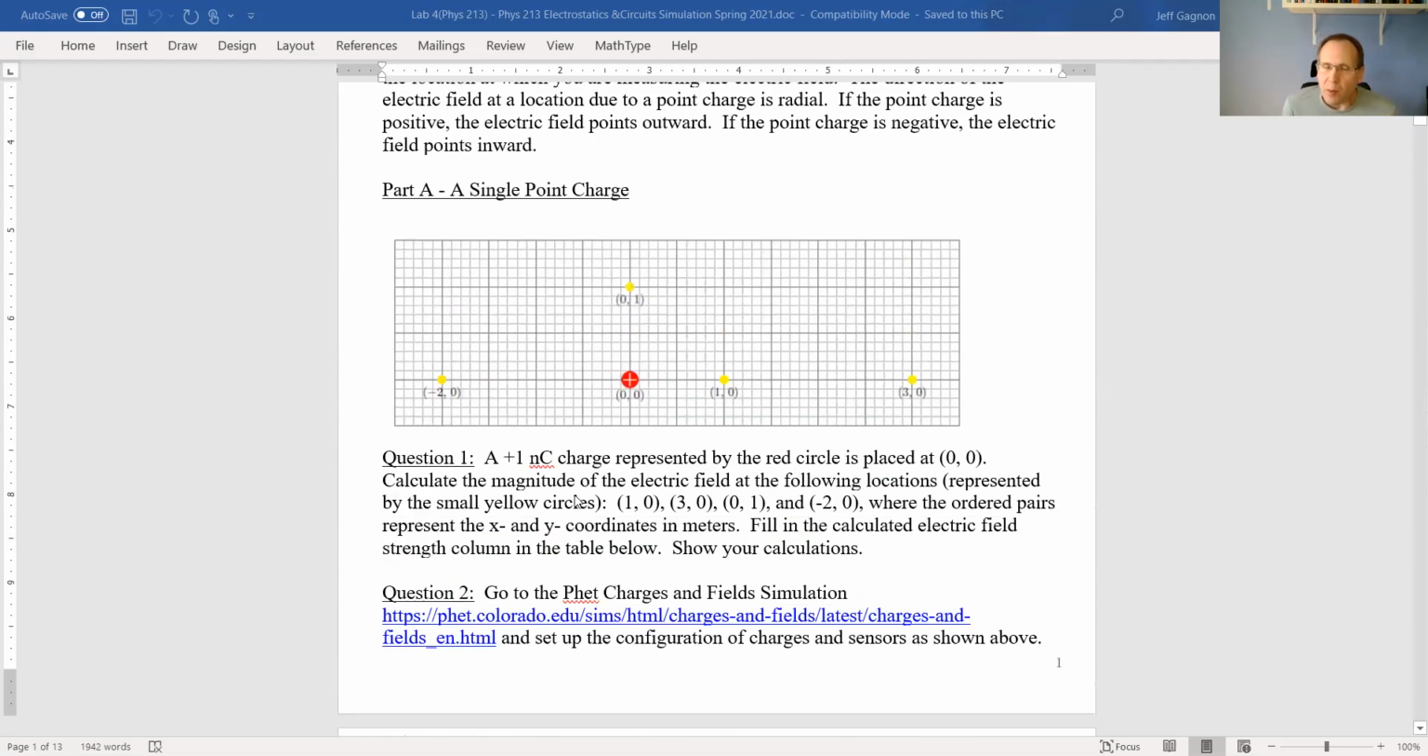All right, then we want to compare to what we would actually measure, and we're going to do this using a simulation. Right, so let me show you how the simulation works. We're going to set up this configuration. In this case, it's just one point charge, but 4 locations at which we want to measure the electric field. And I'll show you how to read all these values from the simulation. So let me go to the simulation.